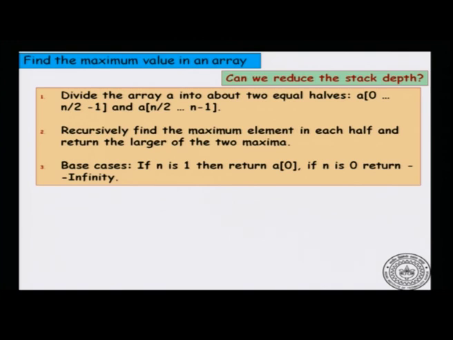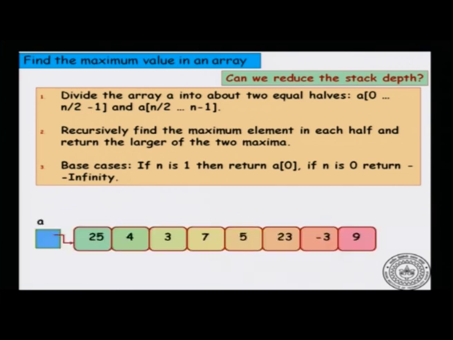While doing this, we have to take care of the base cases. This is as before for the linear case. When n is 1, then the only element in the array is the maximum element, so return a of 0. If n is 0, that is the array is empty, you return minus infinity. So, let us consider a concrete array. A is an integer array with these elements.